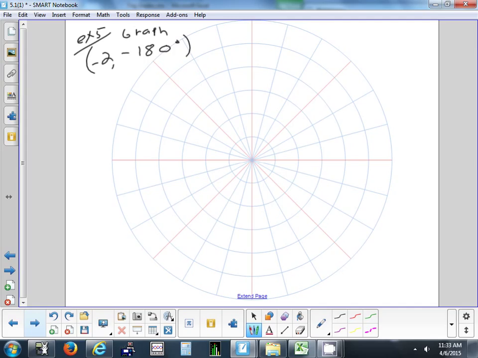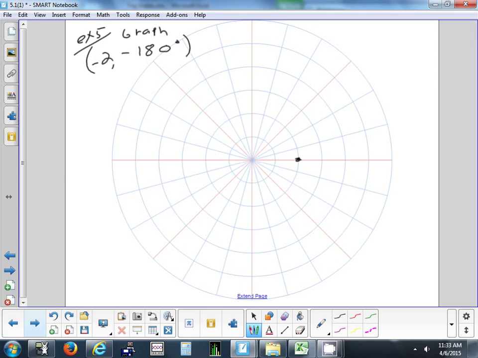All right, we already graphed one, but let's try another one of these. Okay, negative radius, negative angle. Jimmy, which way do I go for -2? I go left or right? To the left. Yep, we're going to go left 2. And then -180, Rosa, is that clockwise or counterclockwise? Clockwise. Yep, clockwise. End up right there.